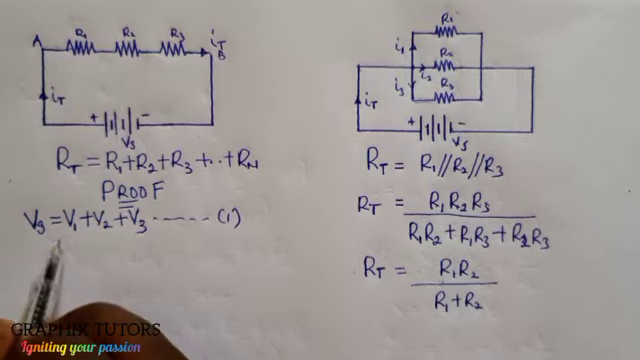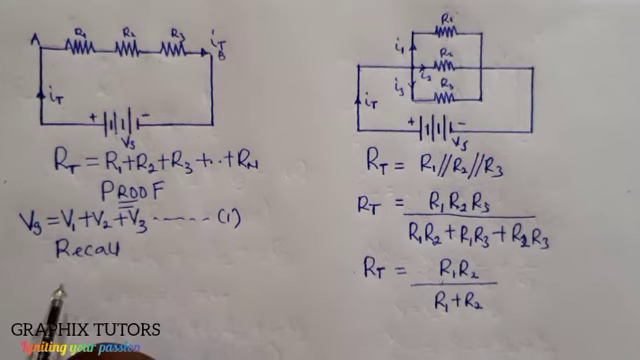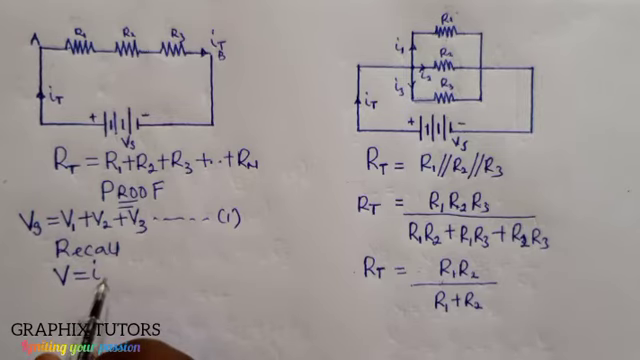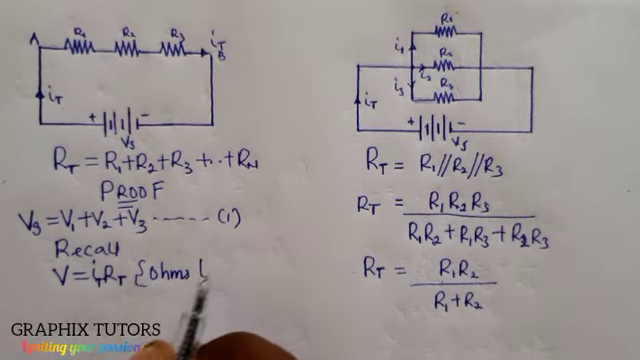Now from here, I can say, recall, according to Ohm's law, the voltage across a metal wire is directly proportional to the current flowing through the wire, provided that the resistance of the wire is constant. So I'll call this V equals IR, and my R should be my R total, since I'm saying R equivalent, and my I is given as my I total. In bracket, I'm going to put Ohm's law.